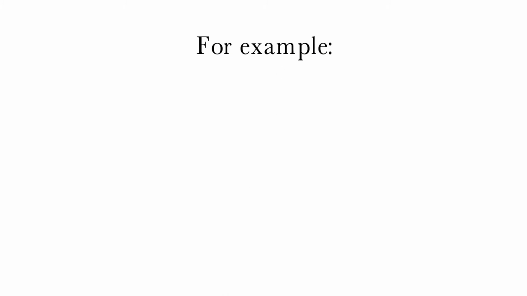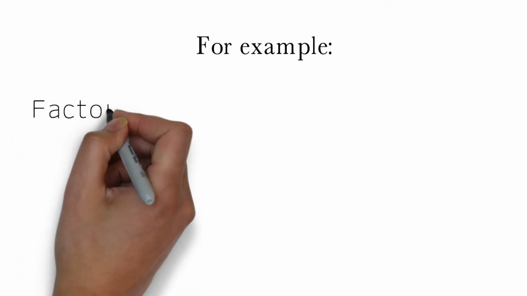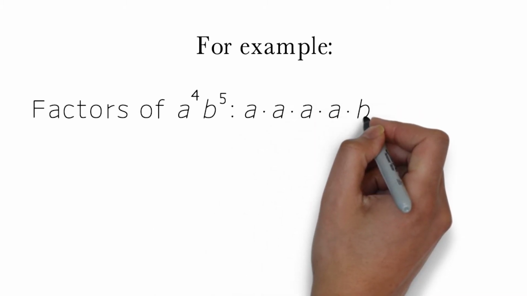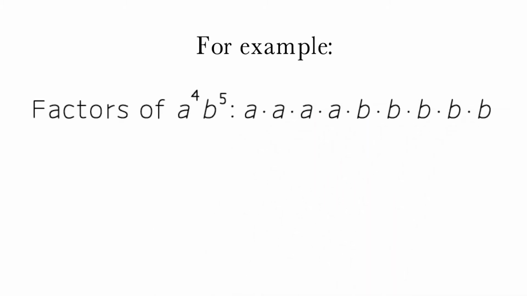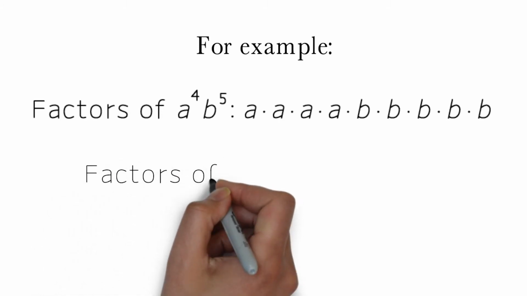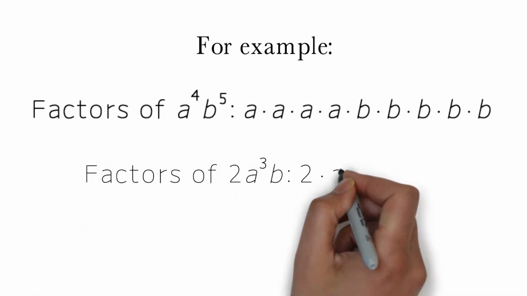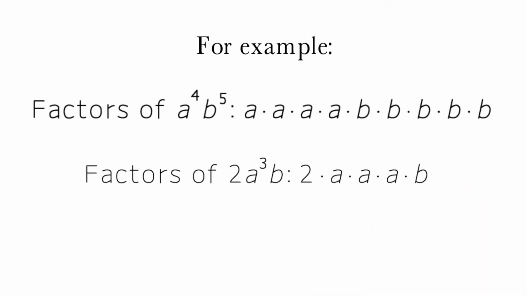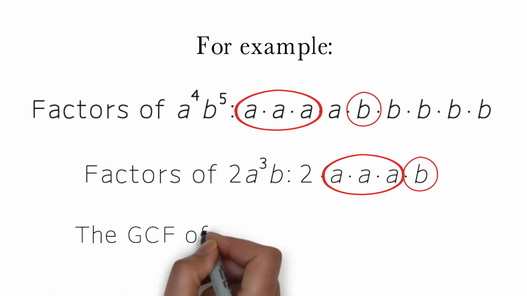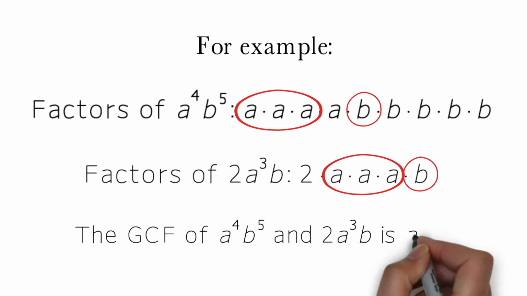Let's try out an example. In the expression a to the exponent 4 multiplied by b to the exponent 5, there are 4 factors of a and 5 factors of b. Similarly, in the expression 2a to the exponent 3 multiplied by b, there is 1 factor of 2, 3 factors of a, and 1 factor of b. Both expressions have at least 3 factors of a and 1 factor of b in common. Thus, the greatest common factor of these expressions is a cubed b.